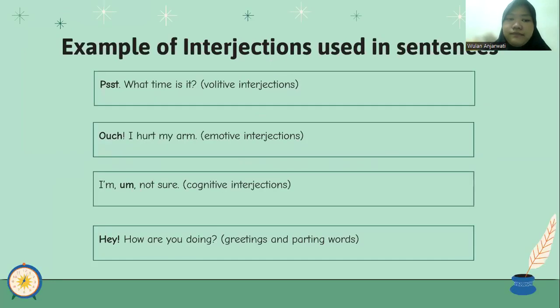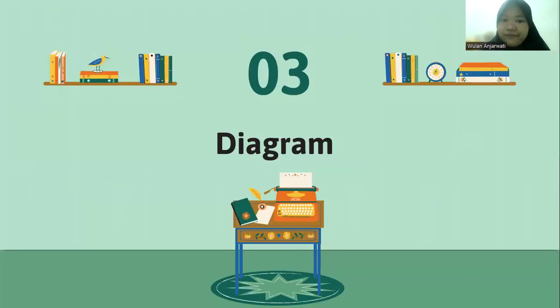Okay, next, an example of interjections used in sentences, like, "Psst, what time is it?" The word "psst" is a volitive interjection. And "Ouch, I hurt my arm." The word "ouch" is an emotive interjection. And "I am not sure" is a cognitive interjection. And "Hey, how are you doing?" is greetings and parting words.